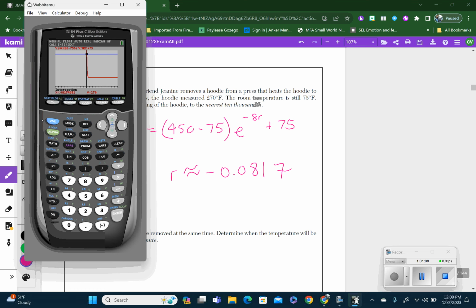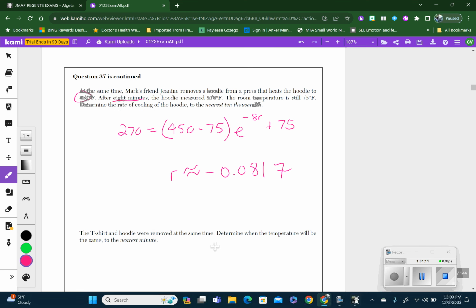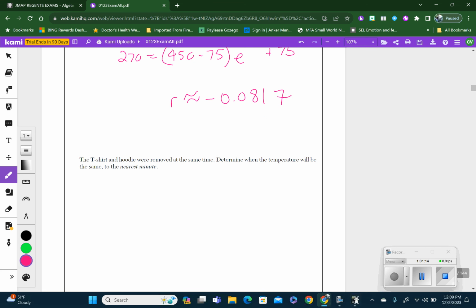So the t-shirt and the hoodie are removed at the same time. Determine when the temperature will be the same. So now I have my 325, right? E to the negative 0.0735. I have my first equation, and this is plus 75, and then I have to see when that's equal to my second equation, which is 375 now, right? 400 minus, and then e to the negative 0.0817, that's the number that I just found for my r, t, and I have plus 75, okay?